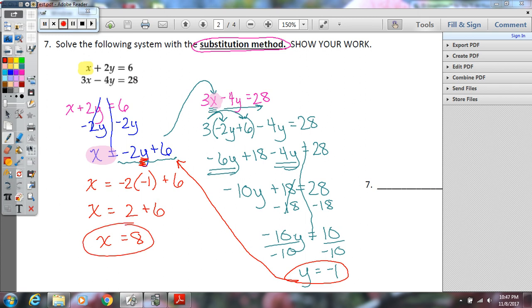So we've got our 2 variables, but we have to write them as an ordered pair. Yeah, x comma y. Remember, they are always going to go alphabetical order. So my ordered pair is going to be 8 comma negative 1. And that's your very final answer.